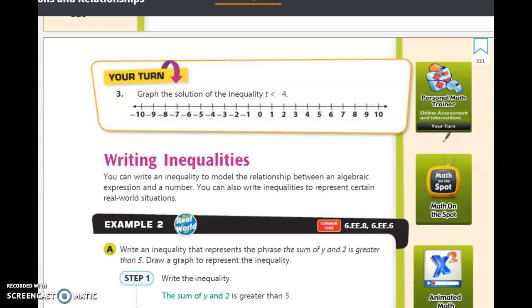Okay, we are on page 321. The Your Turn at the top of the page. Number 3, graph the solution of the inequality t is less than -4.